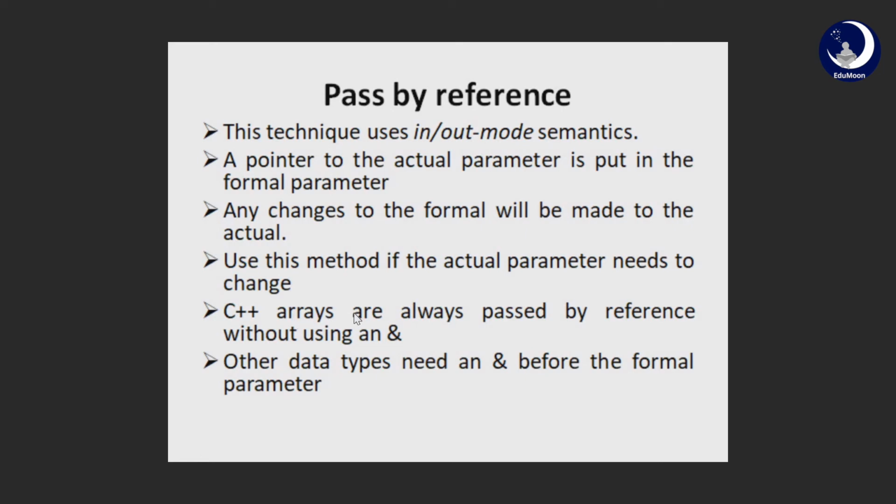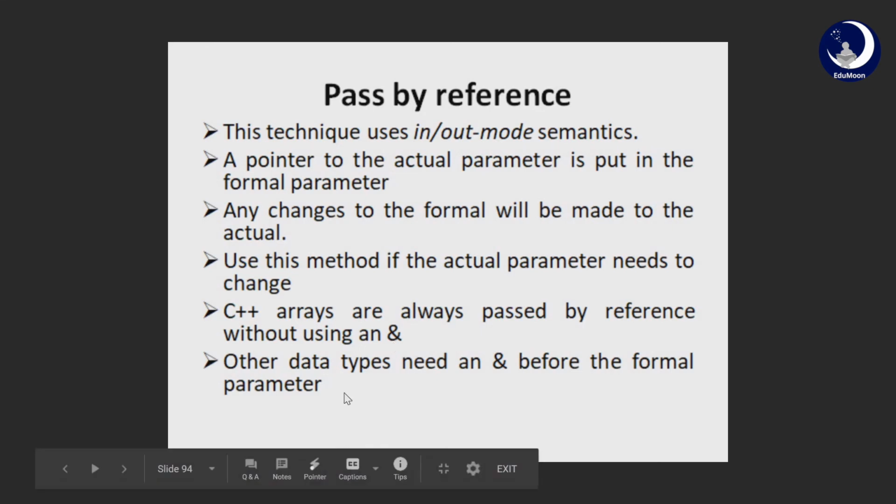C++ arrays are always passed by reference without using an address operator. Other data types need an address operator before the formal parameter.